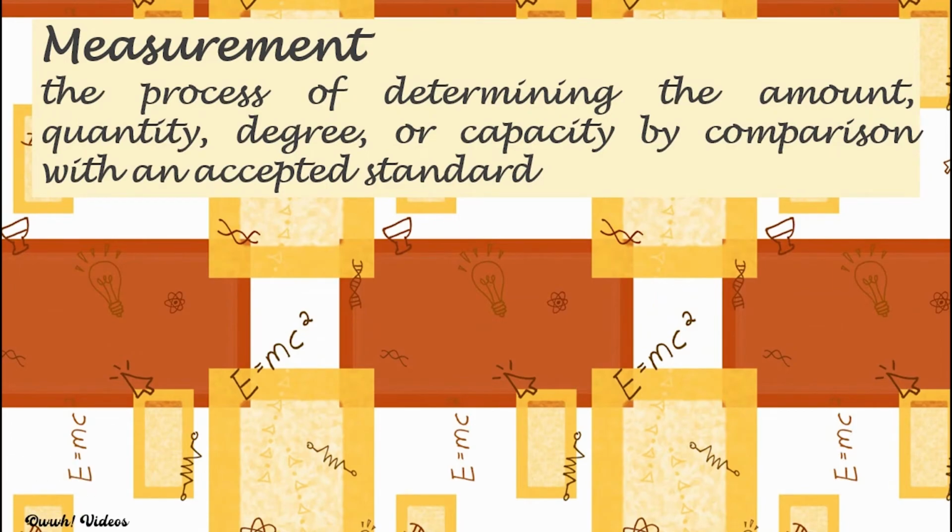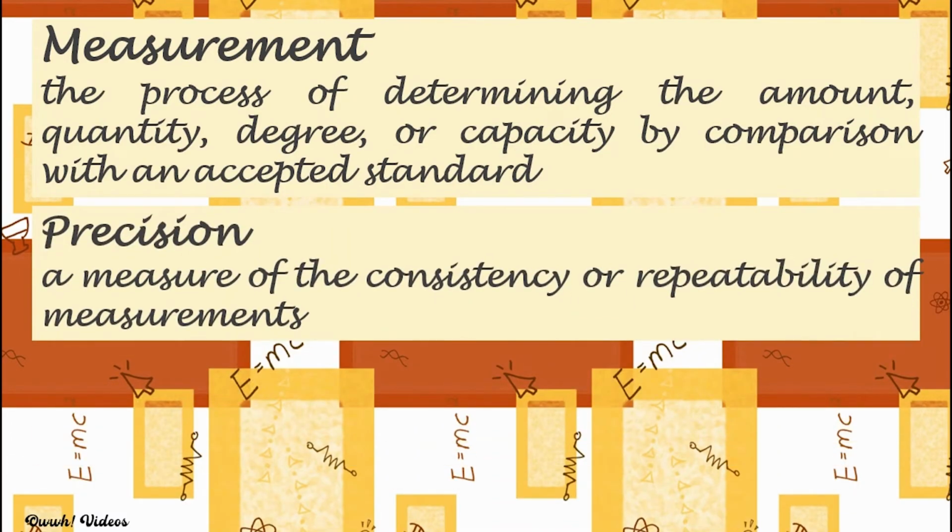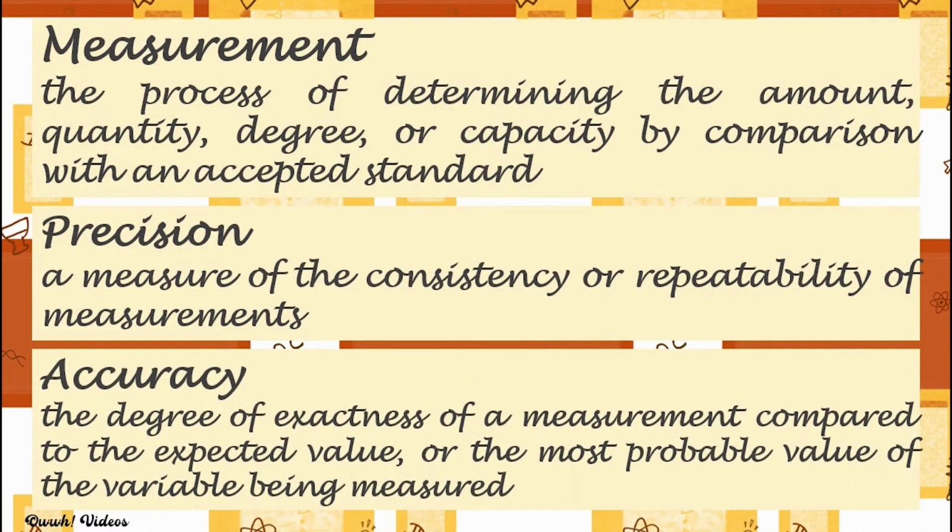Our first topic is measurement. The process of determining the amount, quantity, degree, or capacity by comparison with an accepted standard. Precision: a measure of the consistency or repeatability of measurements. Accuracy: the degree of exactness of a measurement compared to the expected value, or the most probable value of the variable being measured.